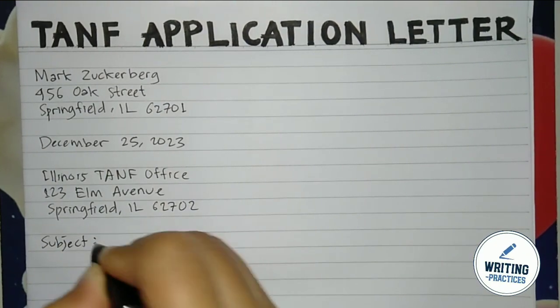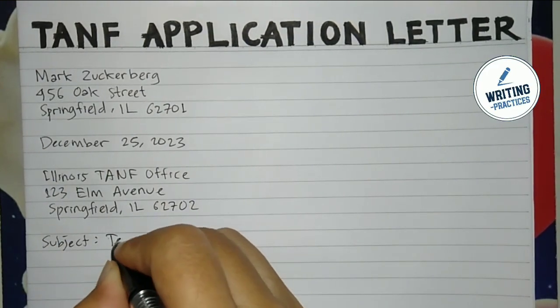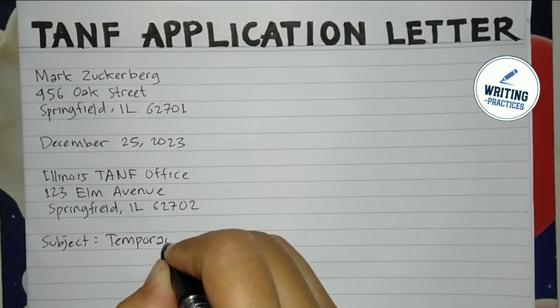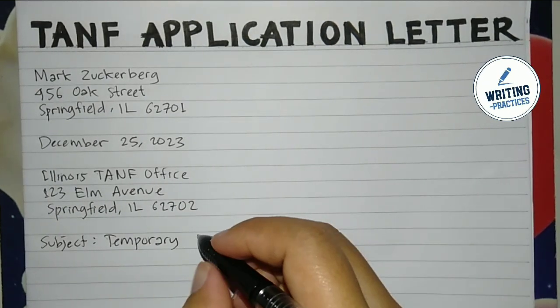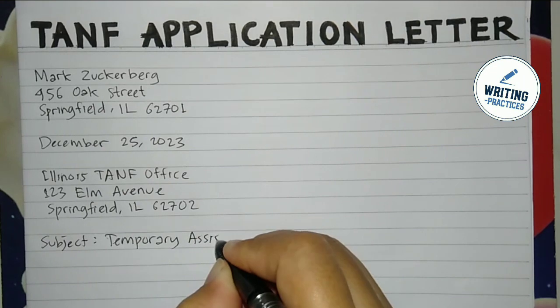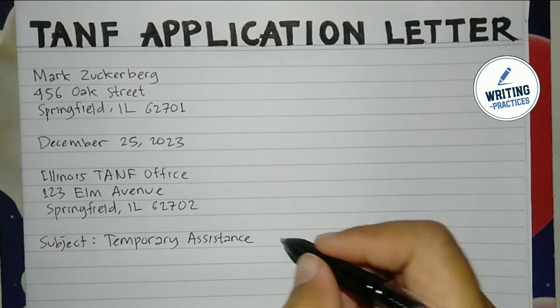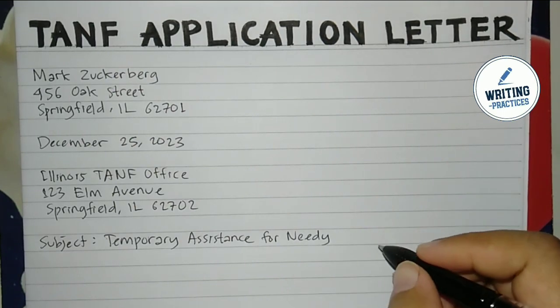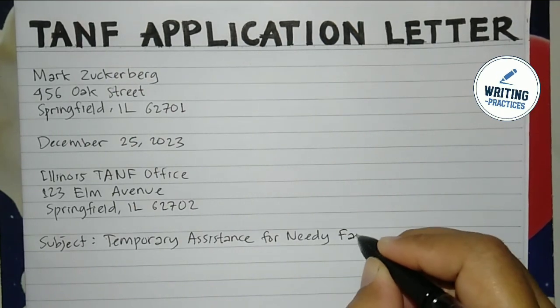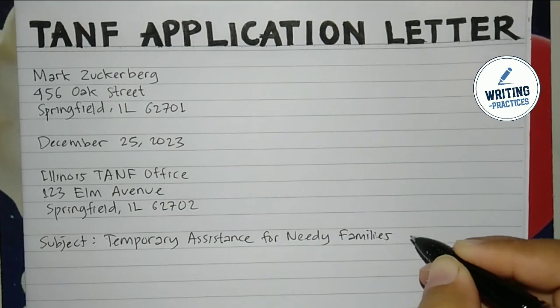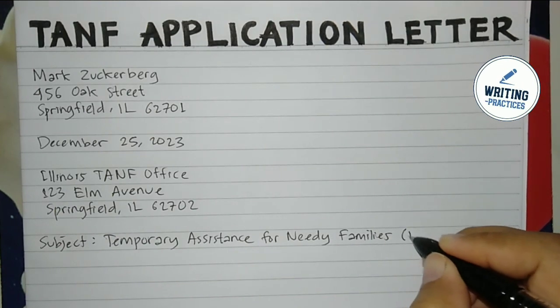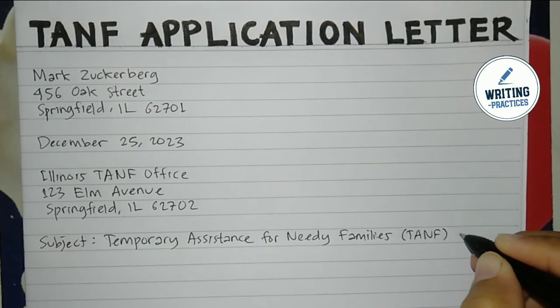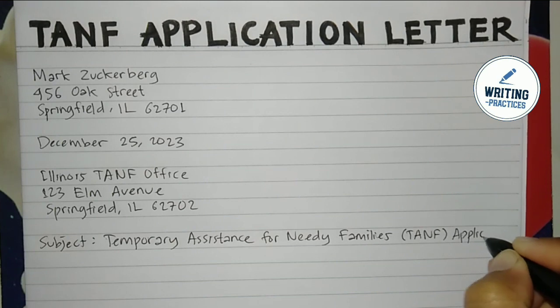But if you have no idea, you can simply write the name of the office. In this case, it is the Illinois TANF office. And then, write the address of the office. You need to mention the number, street name, city, state, and zip code. Next, write the subject or reference of the letter. You can simply write, Temporary Assistance for Needy Families or TANF application.